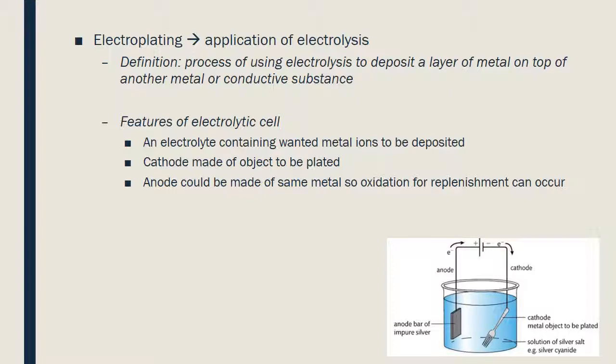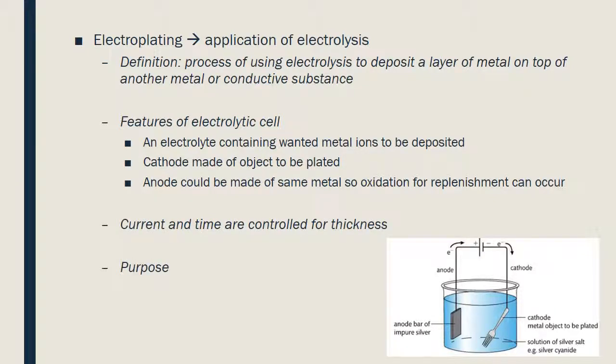So here's an example of the silverware, right? So we dip the fork into our electrolyte that contains silver, right? And then our electrode at our anode is made up of silver so that it can replace the silver in the electrolyte, continuing the process forward.